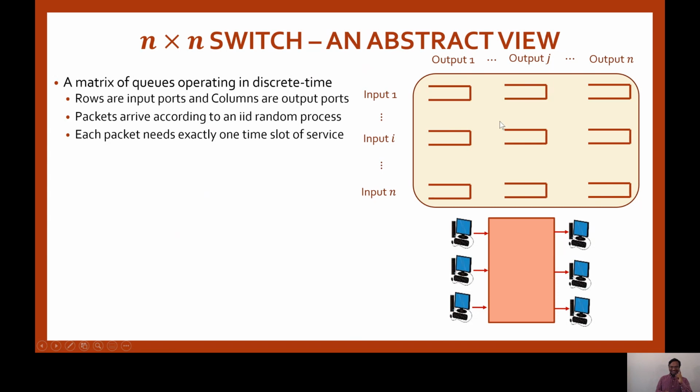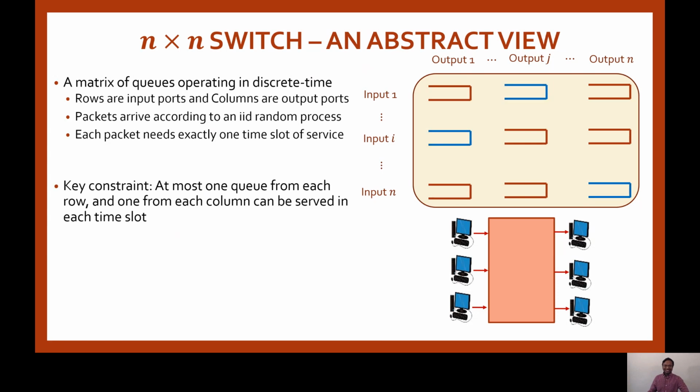Each packet needs exactly one time slot of service. This is a discrete time system. After it has its service, it just disappears from the system. The key constraint is that at each time, in each row, at most one queue can be active, because each input server can be connected to at most one output server, and vice versa. Each output server is talking to at most one input server, which means in each column, at most one queue can be active. So if we look at the maximal schedules, we have a permutation matrix. At each time, we have to pick a permutation matrix. And this is the scheduling problem in a switch.